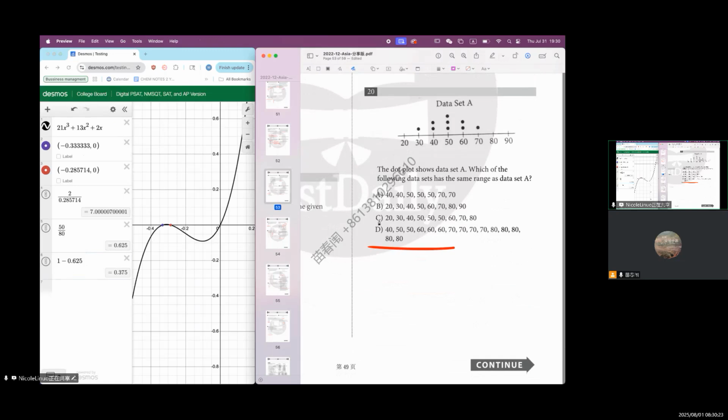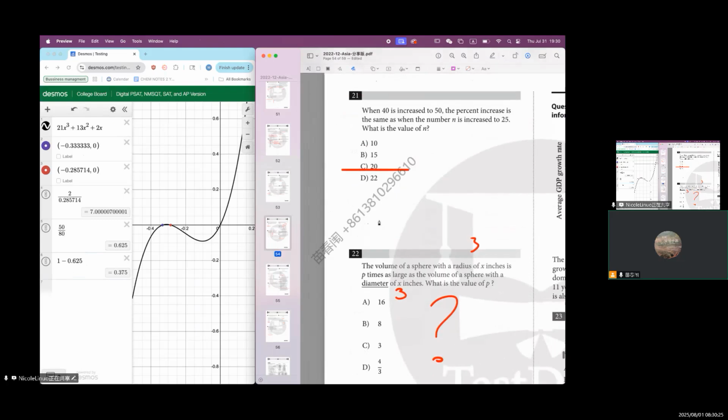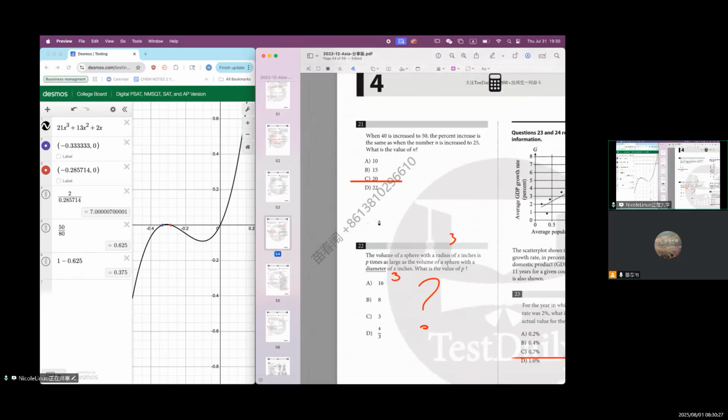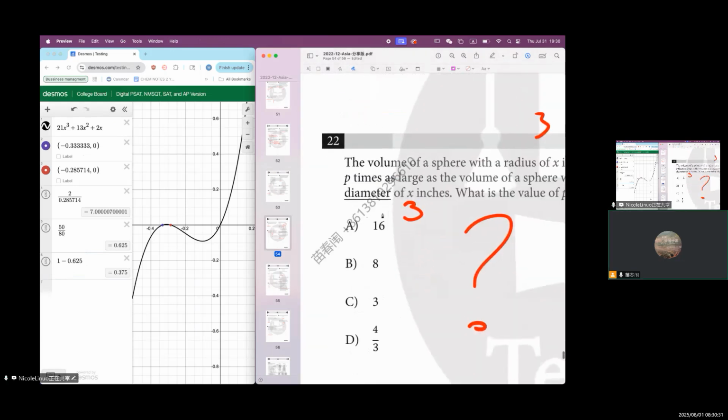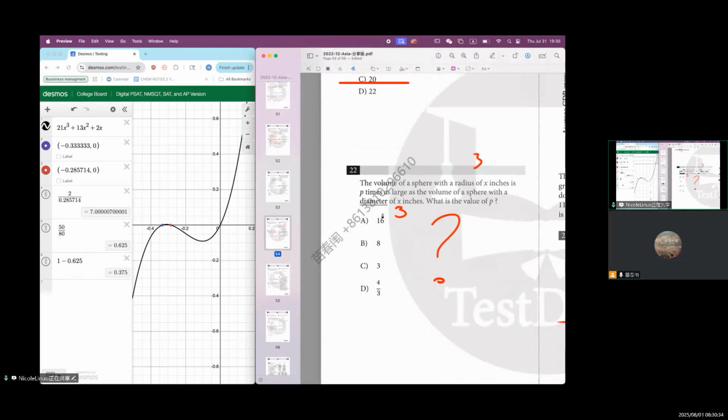21. 21, I put C. 22. I don't think I know how to do it. Wait, I'm just gonna guess. I'm gonna guess it's A.